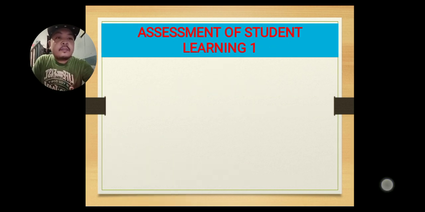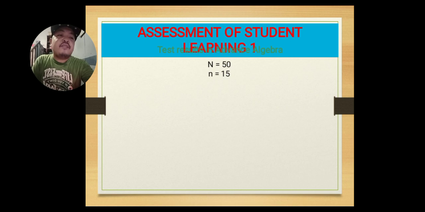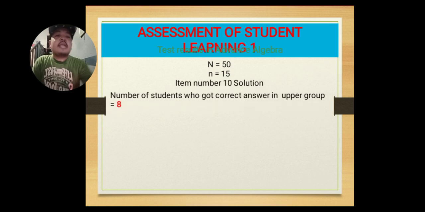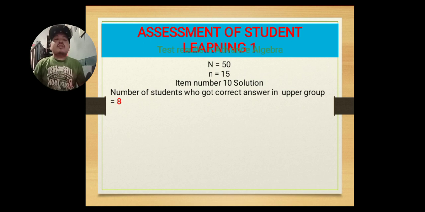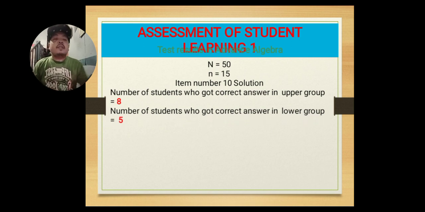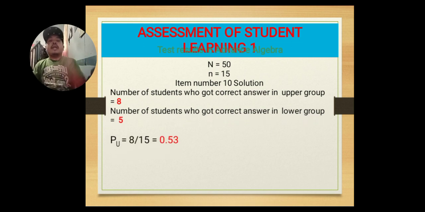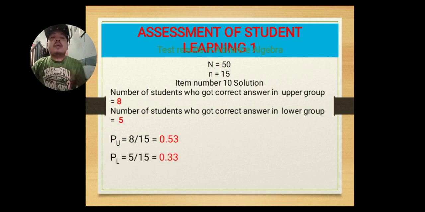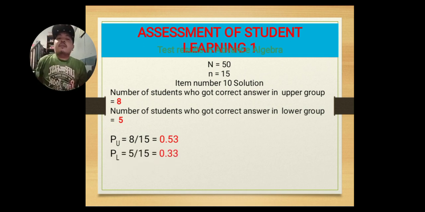Let's have another one. You have n is 50, n is 15, and item number 10 solution. Okay, so in item number 10, the number of students who got correct in the upper group is 8. How about in the lower group? You have 5. So determine the proportion in the upper group, that is equivalent to 8 over 15 or 0.53. And the other one is 5 over 15, that is equivalent to 0.33.